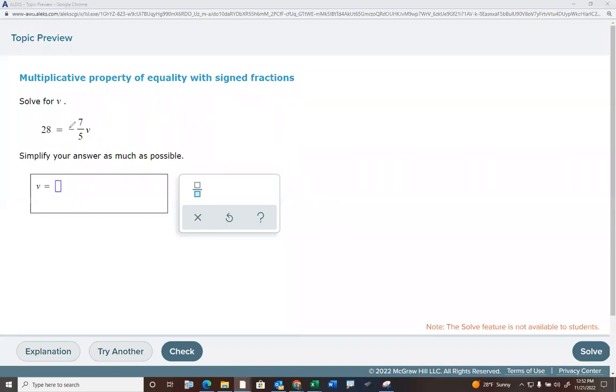All right, new one. It's the exact same thing, except now you've got a negative sign sometimes. Not a big deal. So let's do it over here. 28 equals negative 7/5 x. And I say, well, what's being done to the variable? It's being multiplied by negative 7/5. What's the opposite of that? Dividing by negative 7/5.